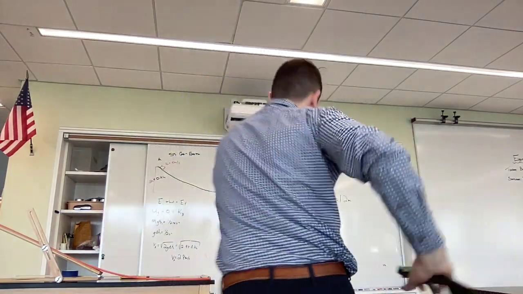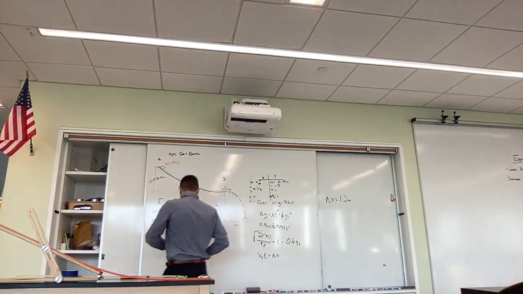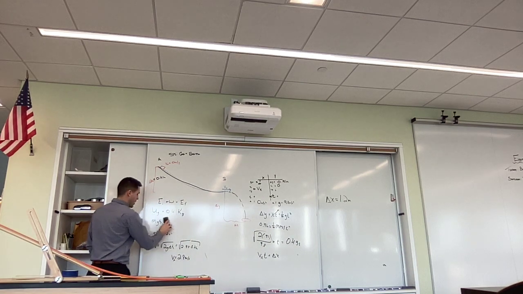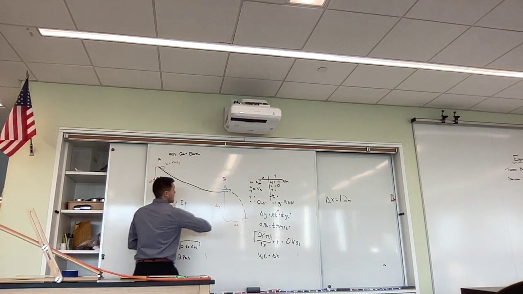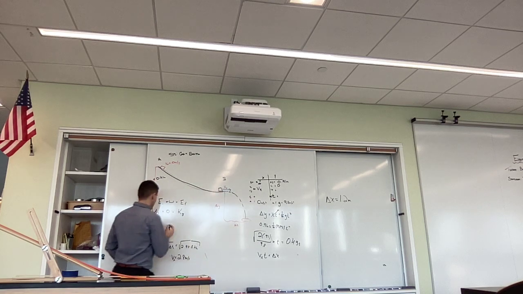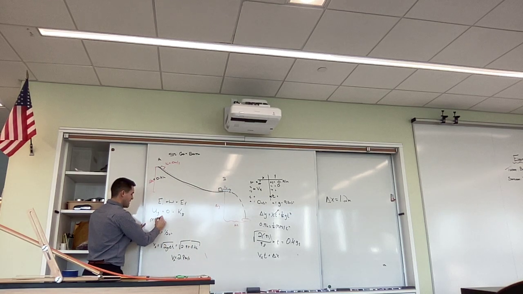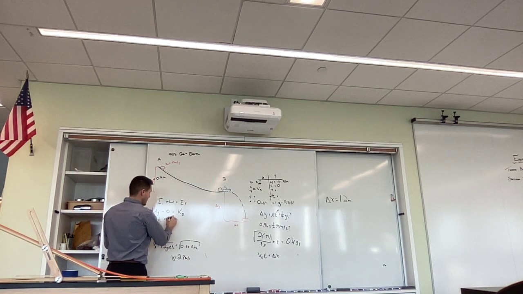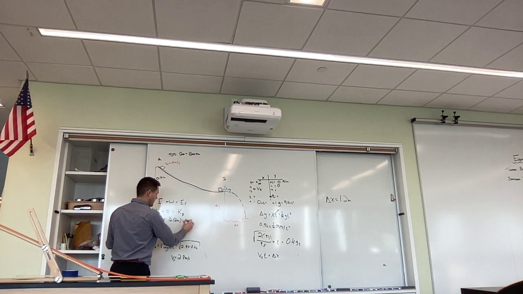So let's think about this. If this is the case, the change is going to happen over here. The change from UG to K: UG is mgh, but K is 1/2 times double m, 2m, v squared.